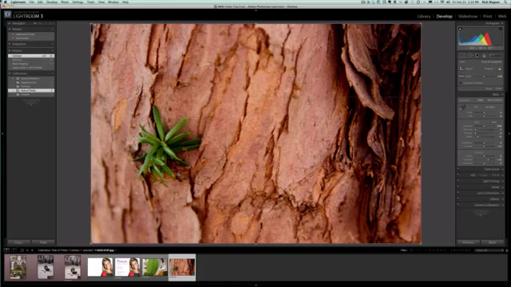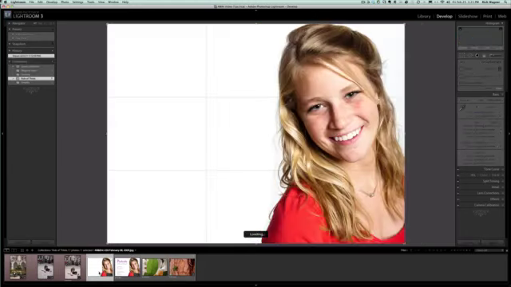Avoiding putting things in the middle of the photo and trying to keep some point of interest on a thirds line, whether it's a vertical one, a horizontal one, or that intersection where the verticals and horizontals meet, is a very important technique in composition.